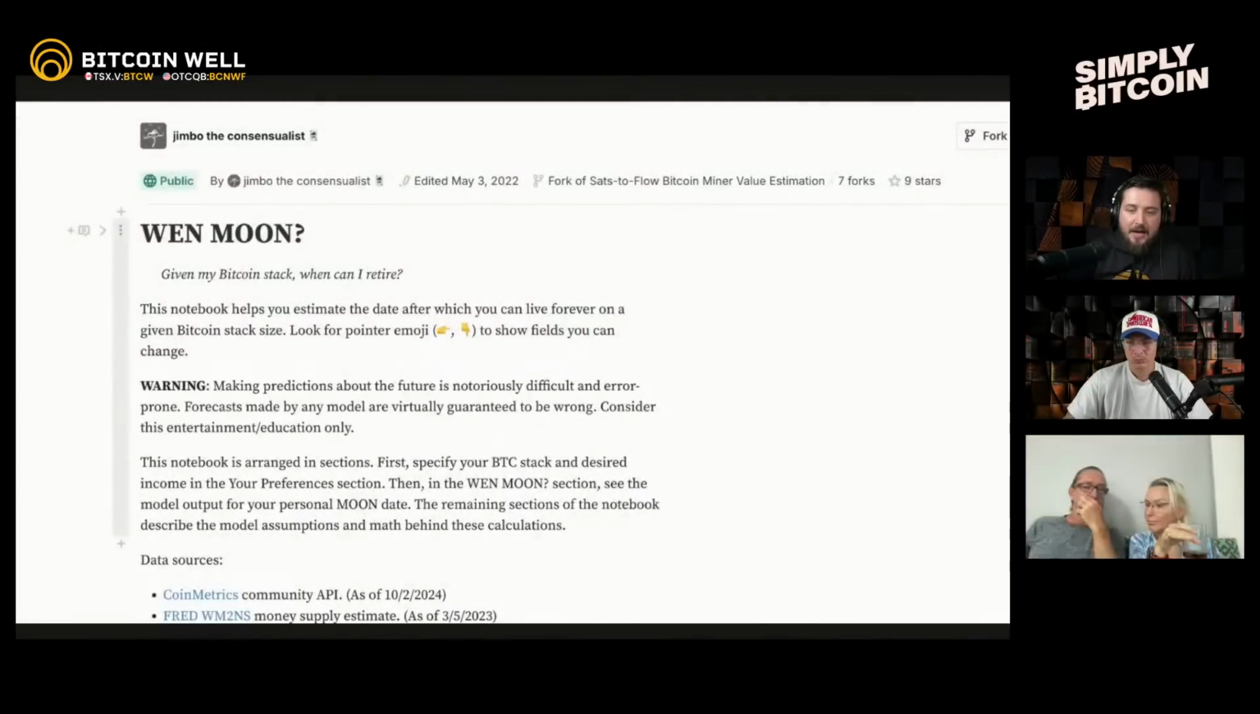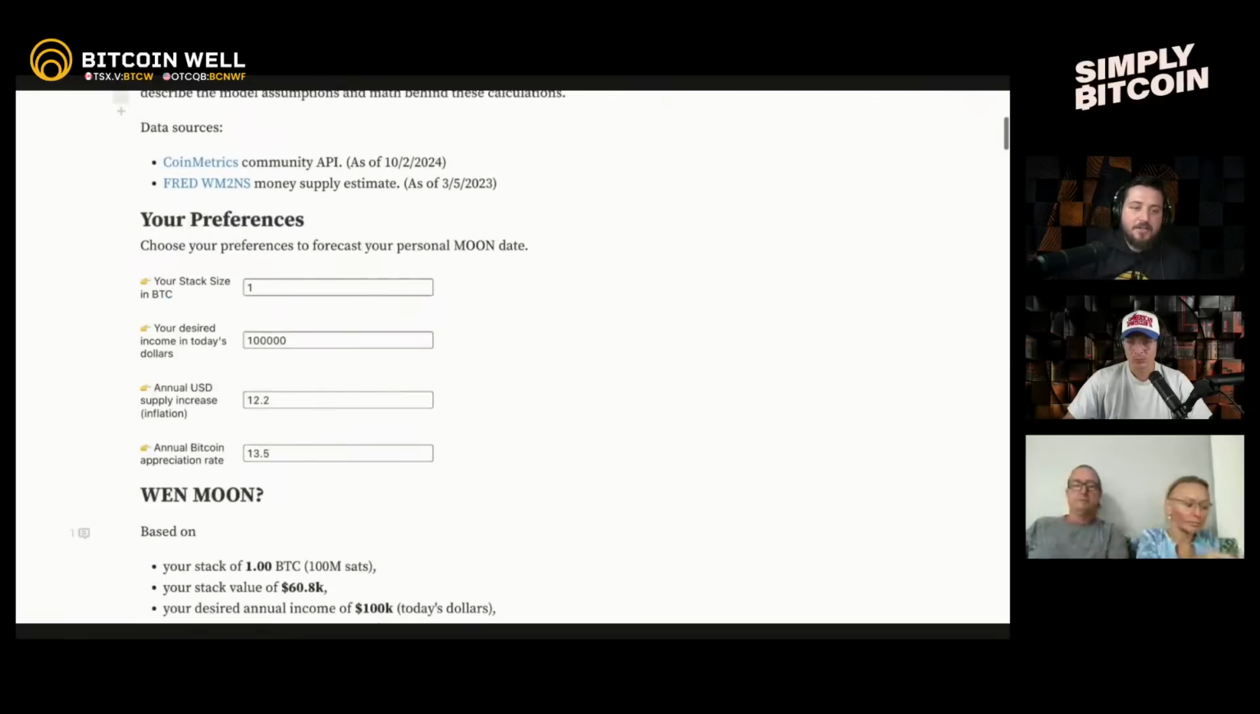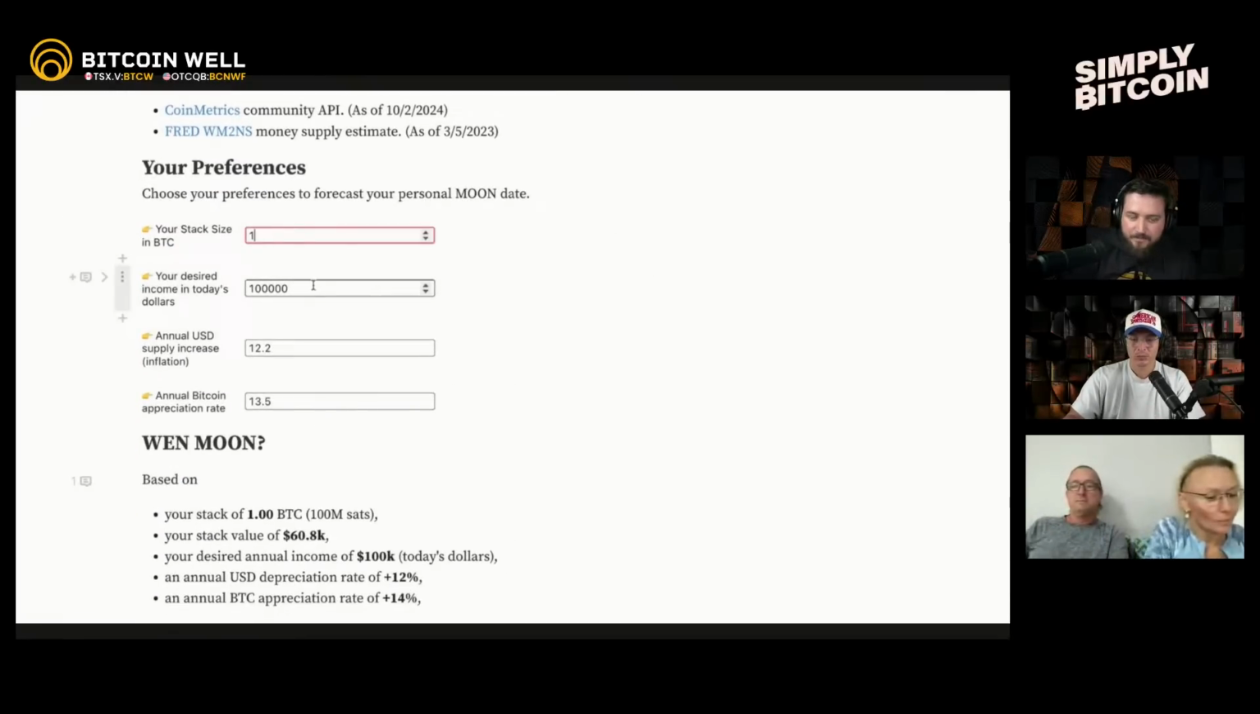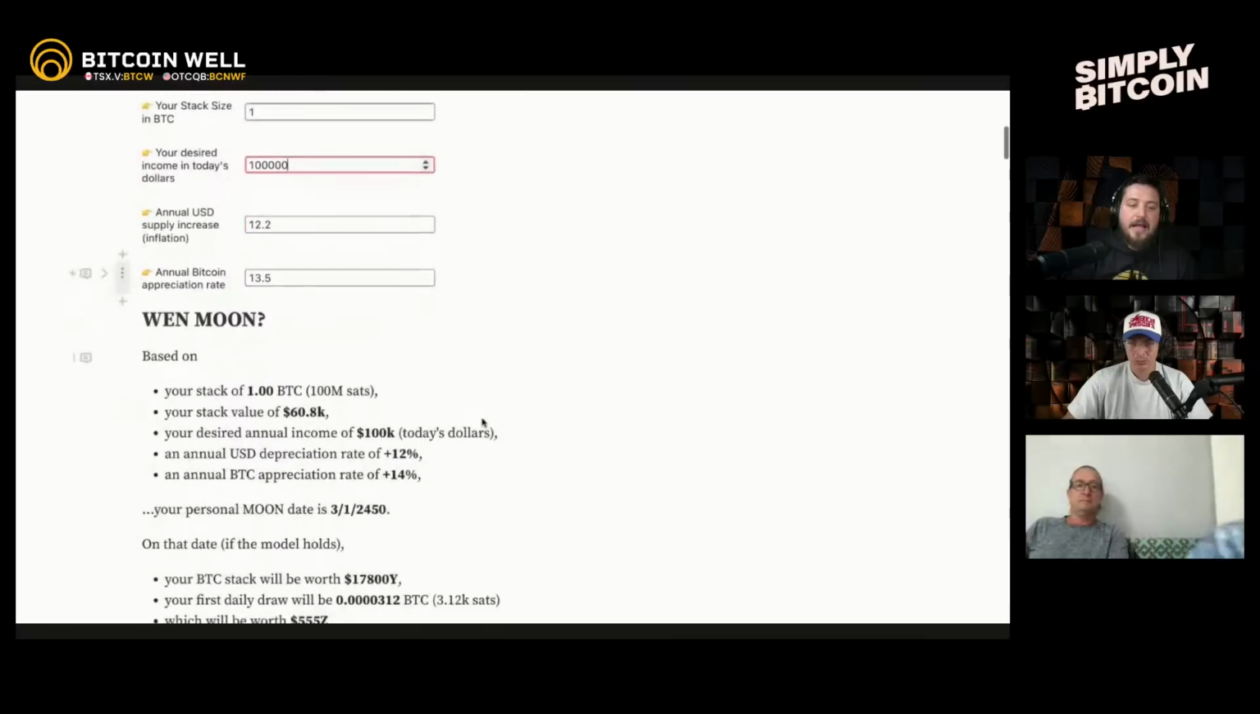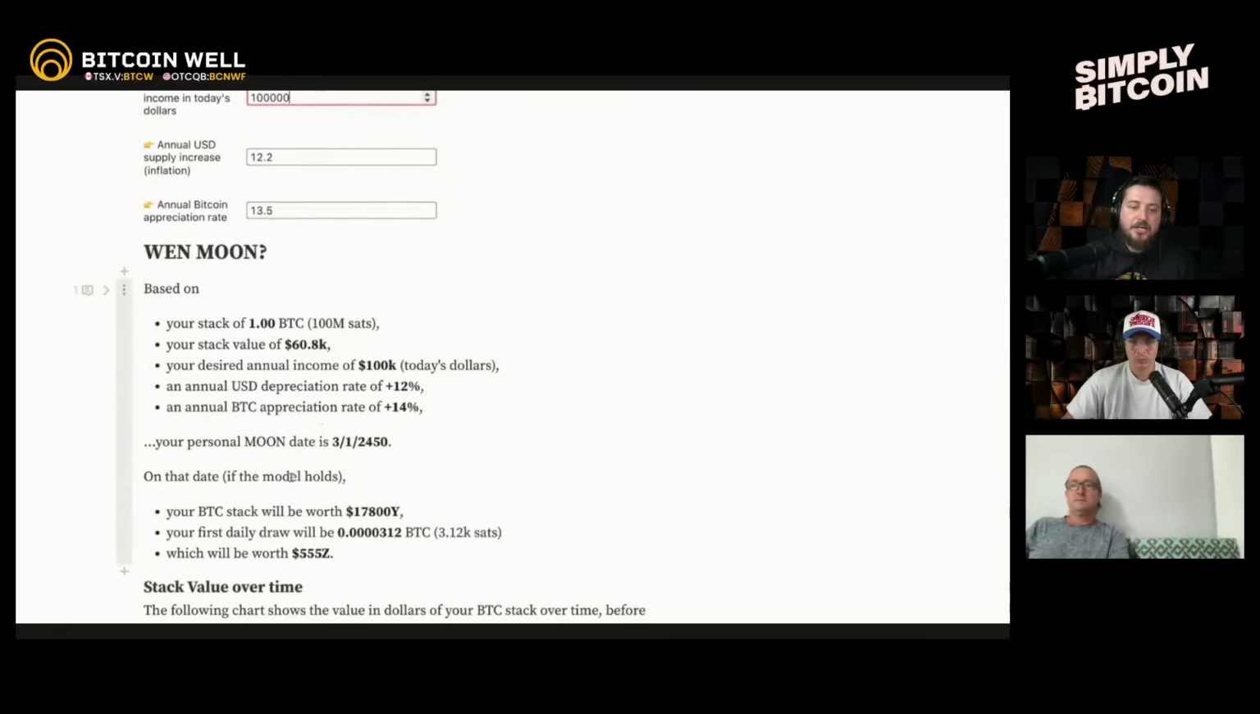You guys are familiar with this one. This is When Moon. We've used it in the past, and it's very simple. You put in your Bitcoin stack, you put in your desired income, and then it gives you a rough estimation on when you'd be able to retire with your Bitcoin.